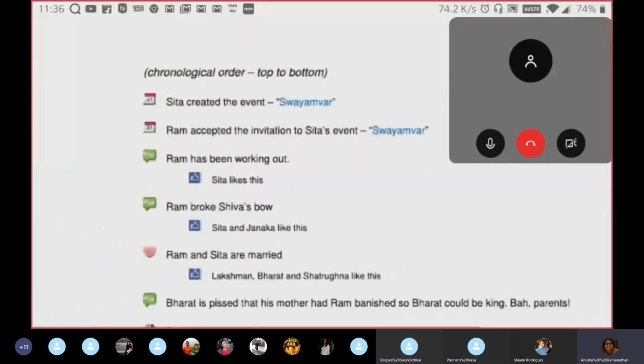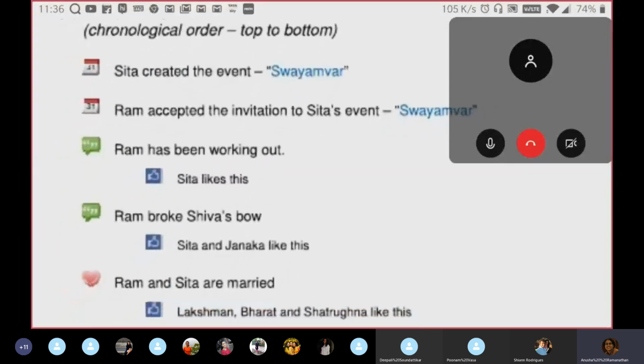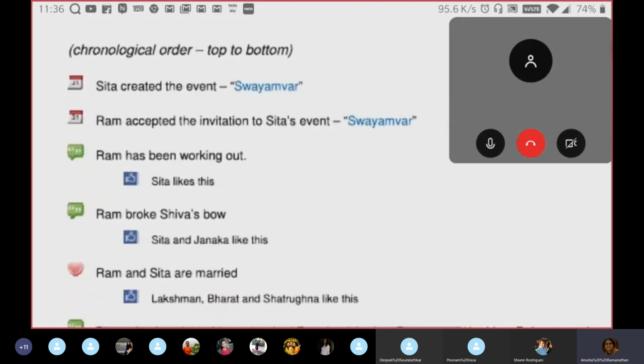Now when you read this, for instance, when you first read "Sita creates the event, Swayamvar, and Ram accepted the invitation to Sita's event, Swayamvar," what kind of an audience is this asking you to be? Can the audience be, I don't know, a Mexican or an American? No, probably Indians only, because the word Swayamvar is itself of Sanskrit origin, and those who know the meaning of this word can only understand what the writer is trying to say.